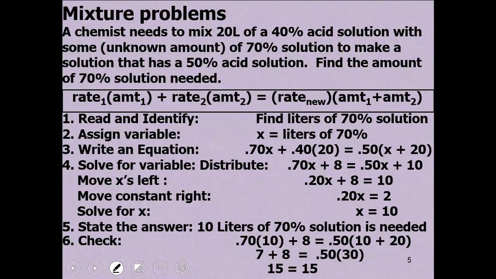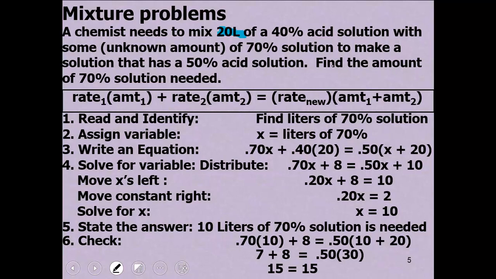So let's see what it looks like. This one I've done for you, so let's just talk through it. All right, a chemist needs to mix 20 liters of a 40% acid solution with some unknown amount of a 70% solution to make a solution that has a 50% acid ratio, or acid solution. Find the amount of 70% solution needed.